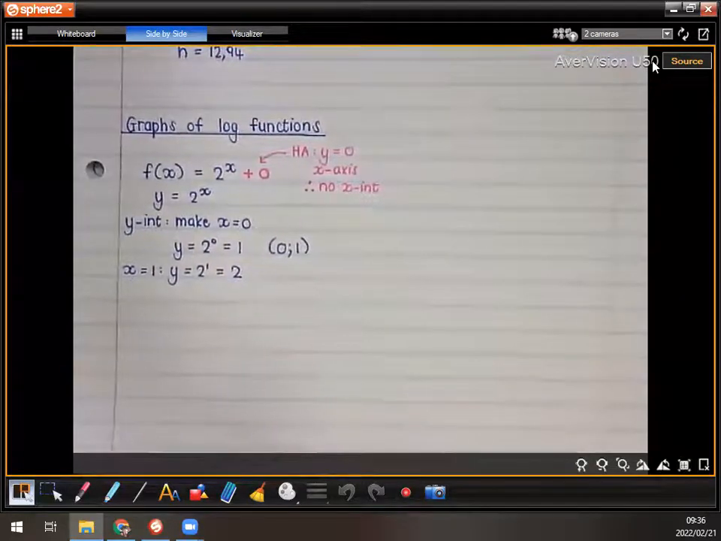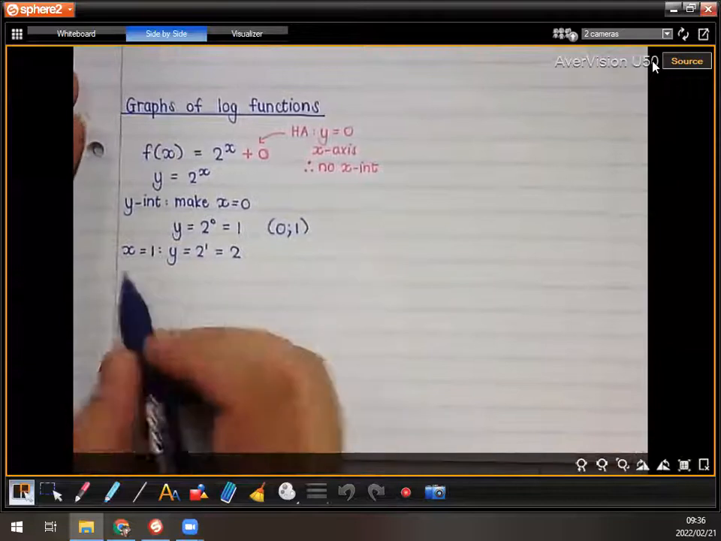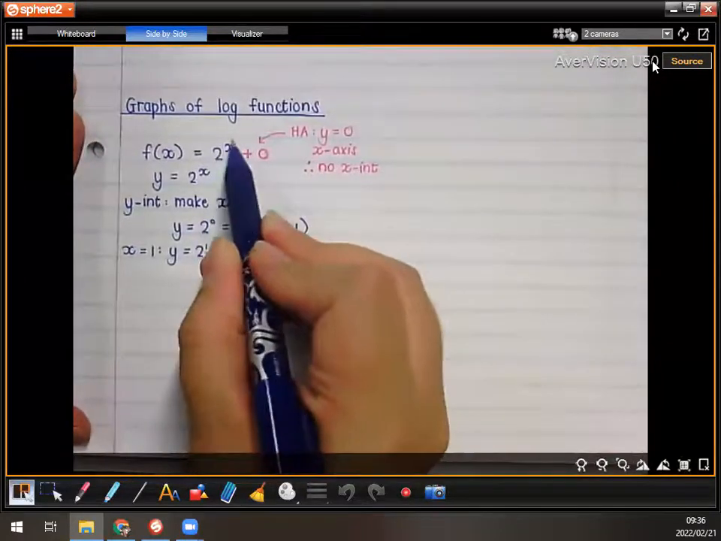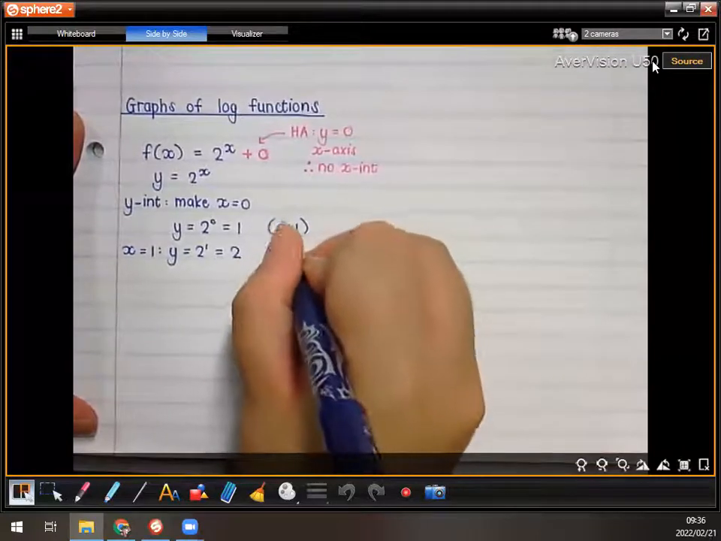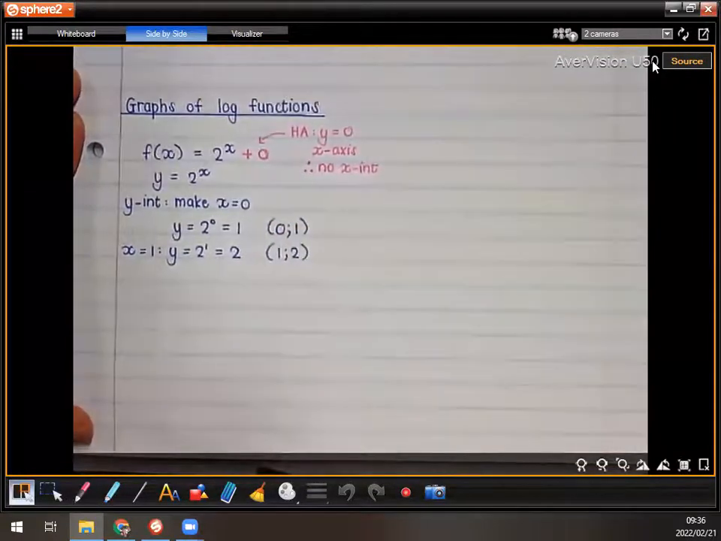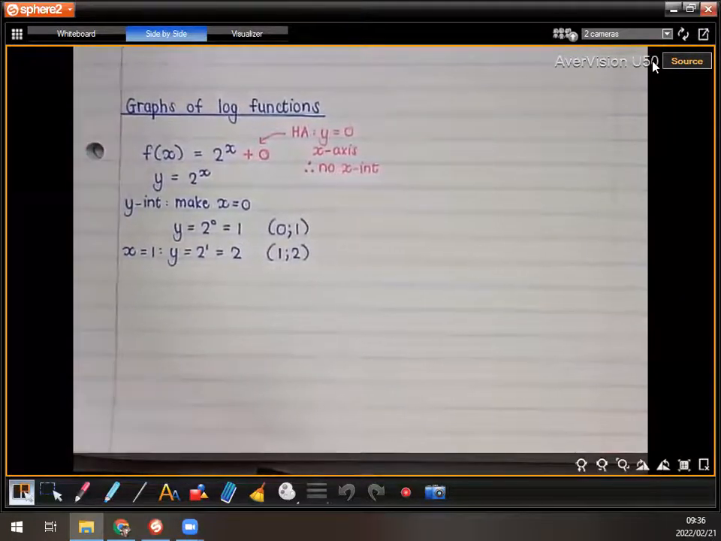Into the equation of the graph. All right, so we say if x is equal to 1, y is equal to 2 to the power of 1, which is just 2. So we have the point 1, 2. Now we have the y-intercept, and we have 1 point on that side, right?